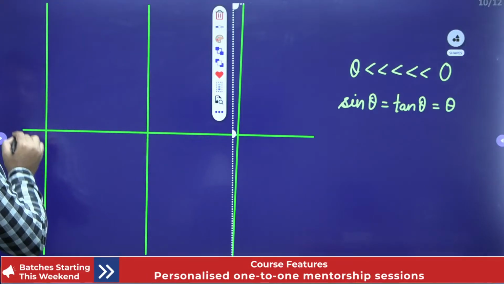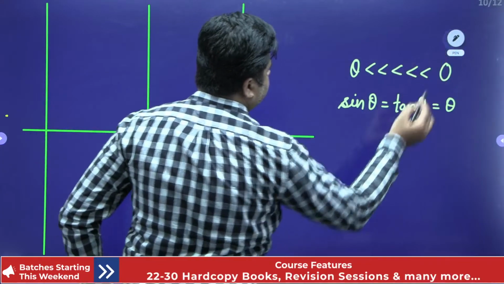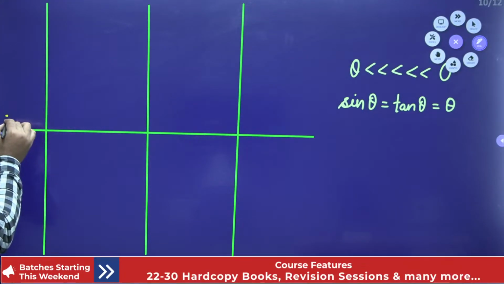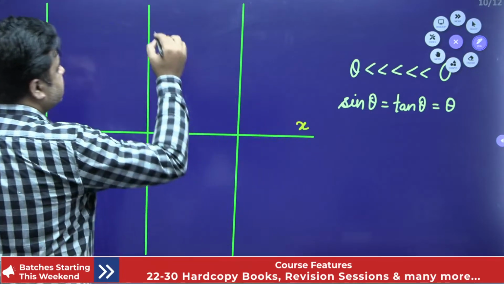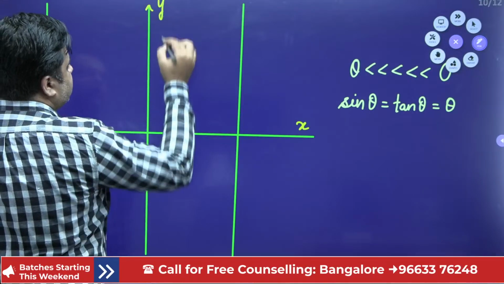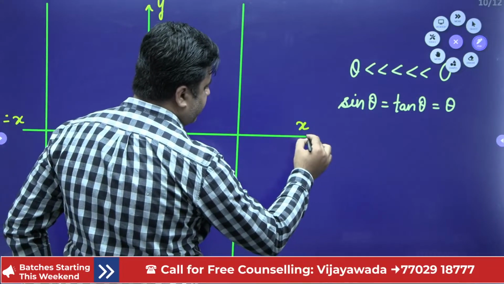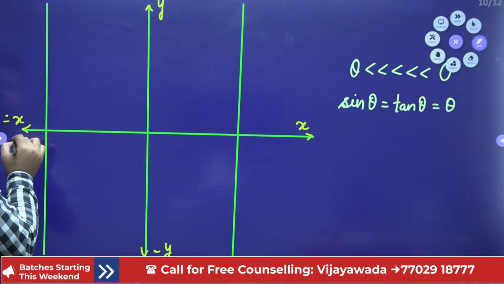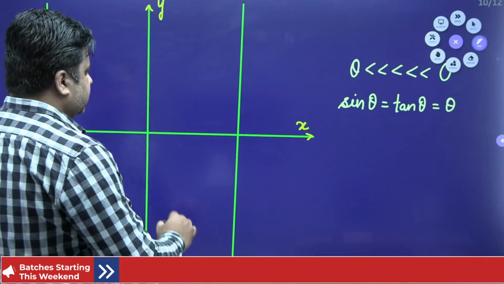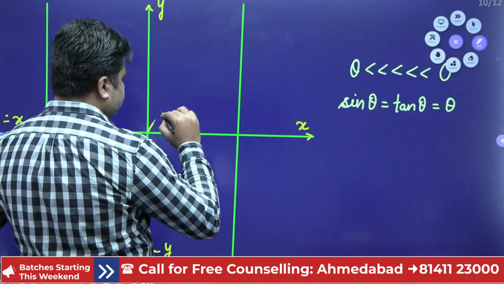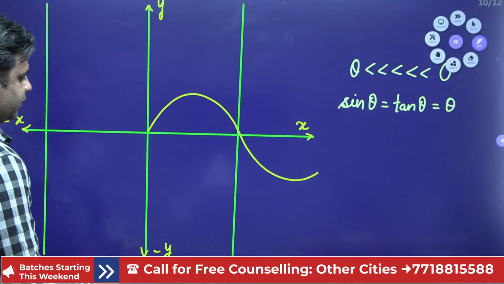Okay, so this is my x-axis. This is my minus x-axis. This is plus x-axis. This is plus y-axis, and this is minus y-axis. Just observe this. If I draw the sine function, the sine function is like this. This is my sine theta. This is my sine curve.